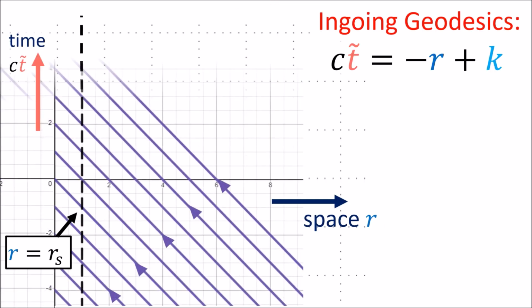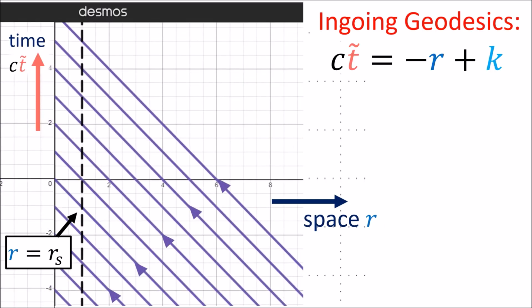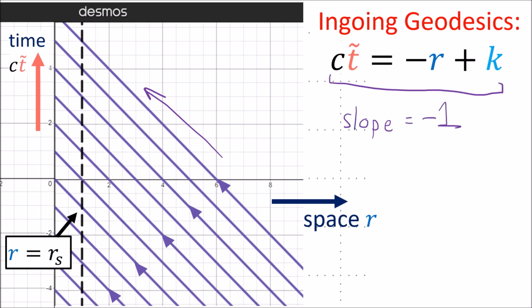So the advanced time coordinate CT tilde gives us a nice coordinate system where ingoing light-like geodesics pass through the event horizon and have a constant slope of -1. But we still haven't reached the Eddington-Finkelstein coordinates yet.